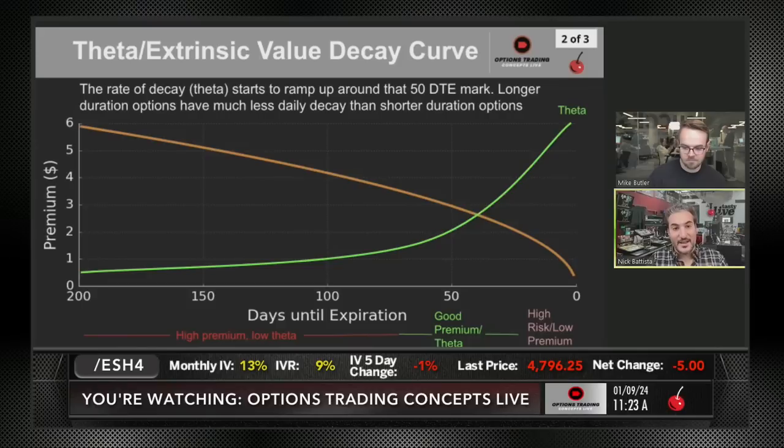In that time frame you're going to have a much flatter decay, but when you get to a 50-day or 45-day time frame, which is where we like to place most of our trades, that's when you get into the sweet spot of having high extrinsic value as well as a relatively high theta decay that starts to increase as time passes.